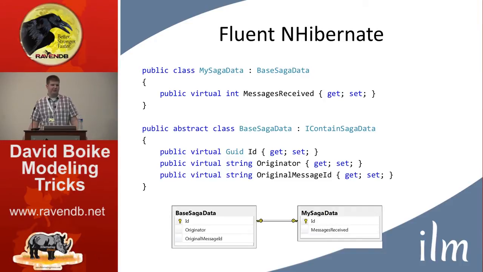So then we get 2 tables. That's what Fluent NHibernate does. We get the base Saga data, which I can't even remember if I think multiple Sagas would share it, but that's neither here nor there. And then we get my Saga data with the ID and the messages received, and they're linked by a one-to-one. And so now, remember that these are transactional message handlers.